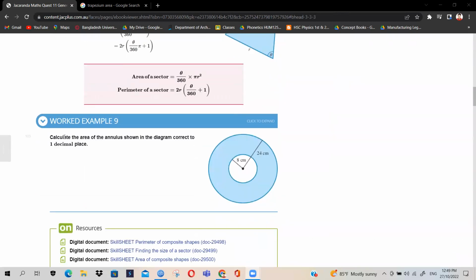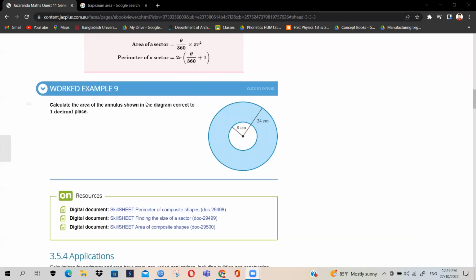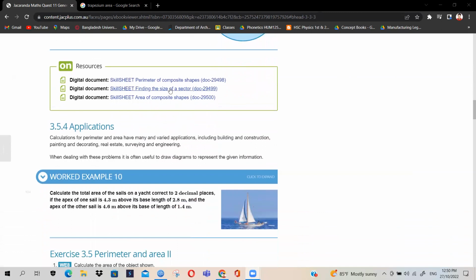So let's say, calculate the area of the annulus shown in the diagram, correct to one decimal place. Tell me, what should we do here? The area of the outer circle minus the area of the smaller circle. Okay, the area of the large circle and then the area of the small circle. All right.